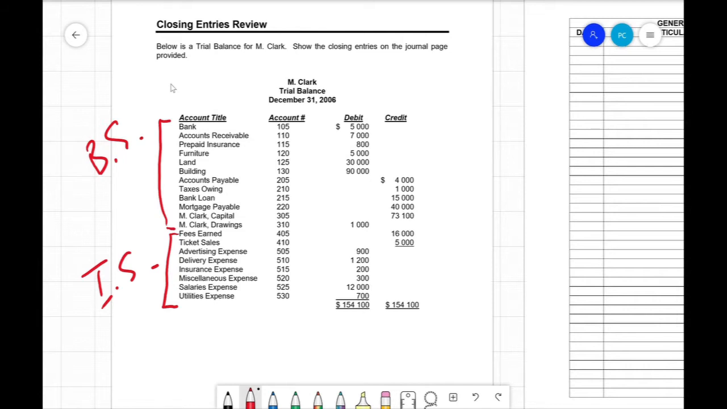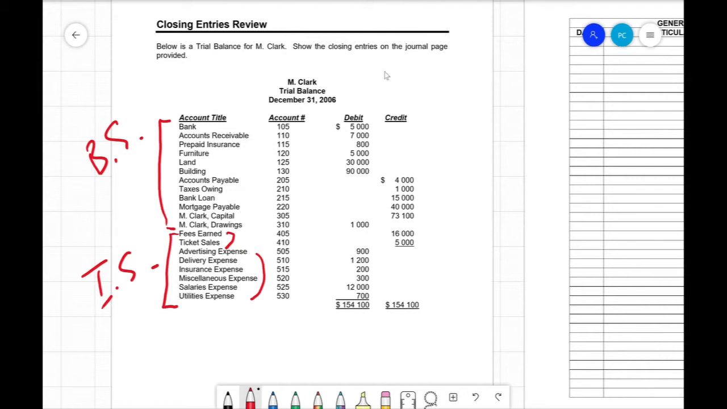So the idea is to zero out the accounts that are not permanent accounts. So we're talking about accounts like the expense accounts, and the revenue accounts. Those are going to get closed off.